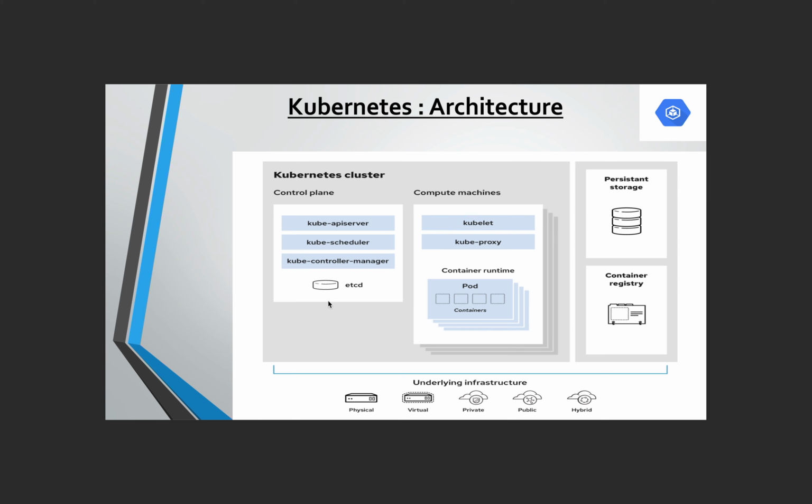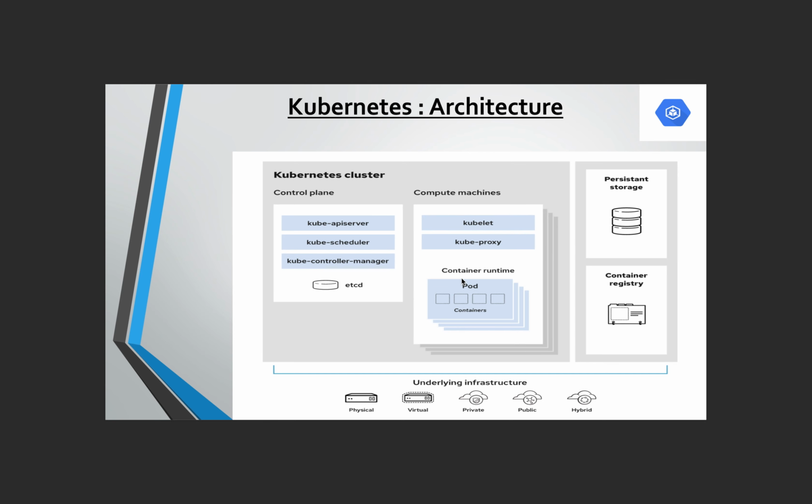Then coming to the compute machine part, so here node, as we say, to have a Kubernetes cluster, we need to have at least one node. So the basic requirement is that you should have at least a node, but based on your need, it can be one or more, and based on your design of the application, you can choose to have as many nodes as you need.